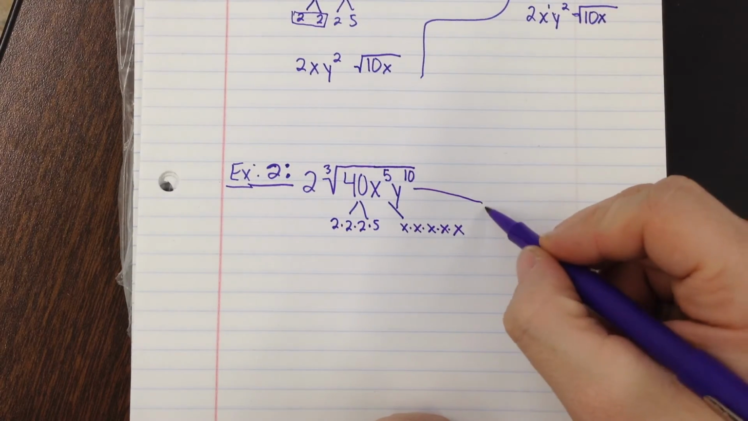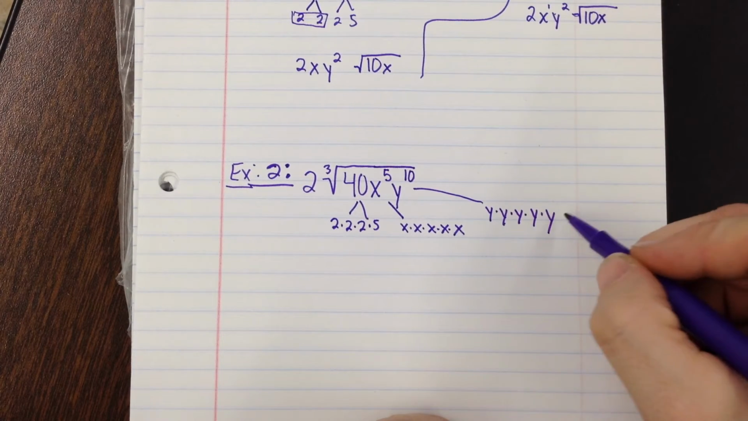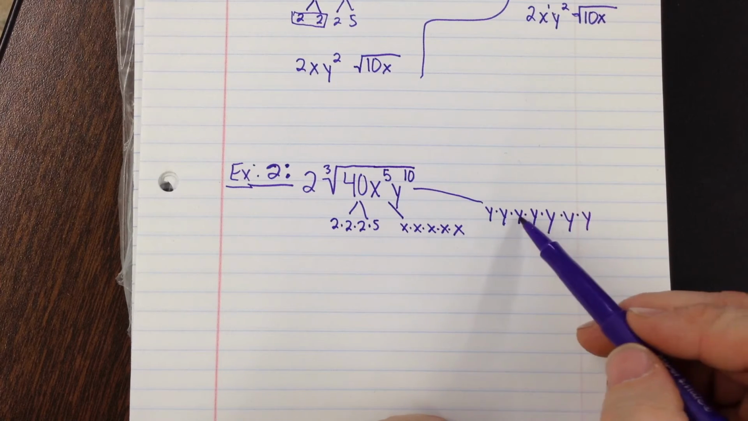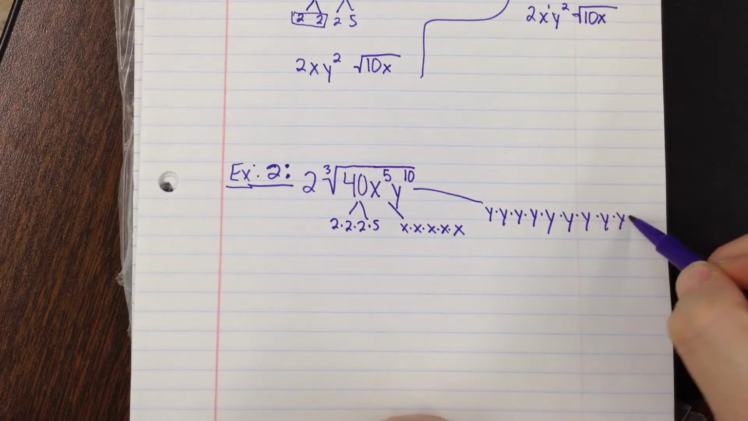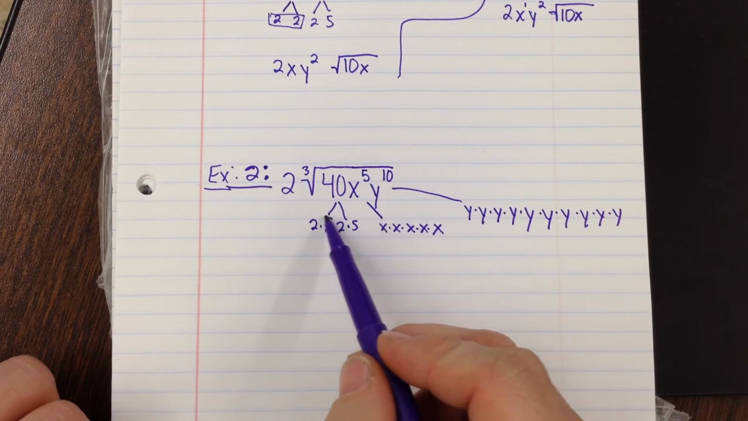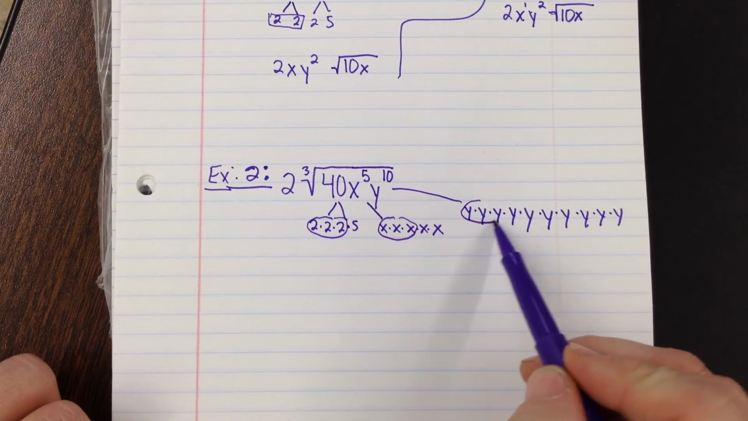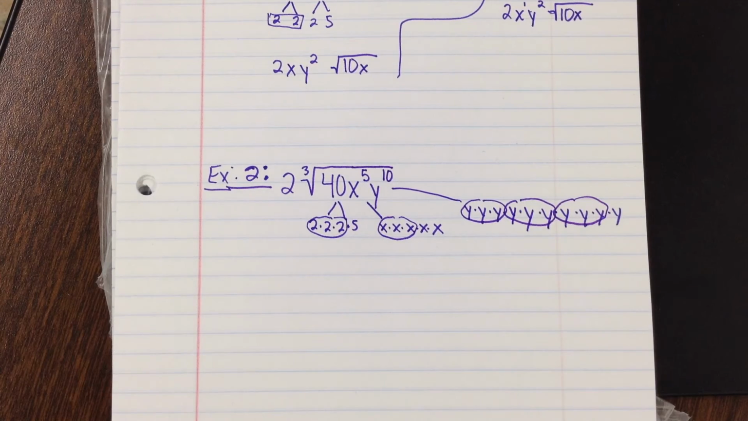Oh no, dear God. 10 of these. This is the worst way. 6, 7. I'm going to probably miscount. 1, 2, 3, 4, 5, 6, 7, 8, 9. There's 10 y's.